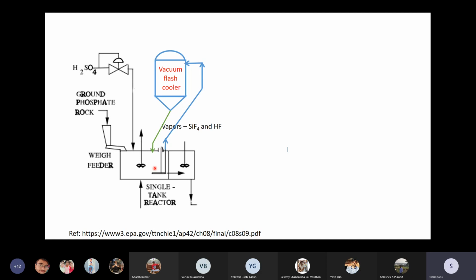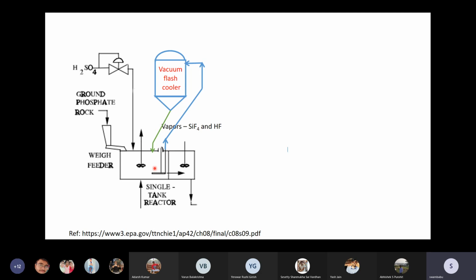So whatever impurities are present in the phosphate rock, they will tend to form these SiF4 and HF vapors. Any fluoride vapors are highly dangerous. So even in very small quantity, we cannot release them into the atmosphere. So those vapors are cooled and converted into a liquid, and again introduced back to the reactor.